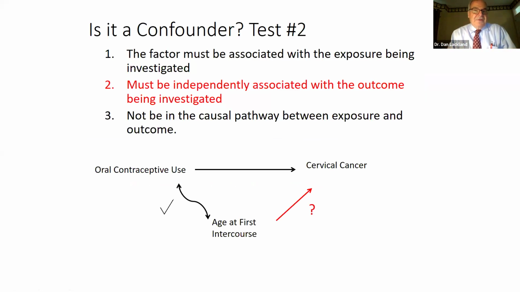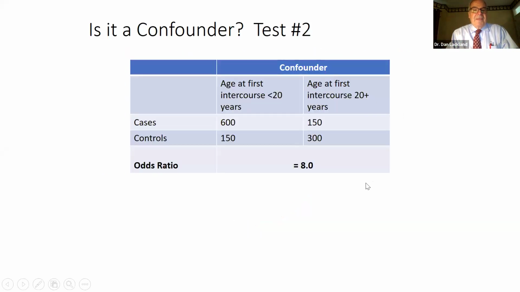The second factor, it must be independently associated with the outcome being investigated. At this point, age at first intercourse and cervical cancer must be independently associated with the outcome being investigated. Well, let's look. And it really is kind of one in here. So now we're looking at age at first intercourse and the development of cervical cancer.